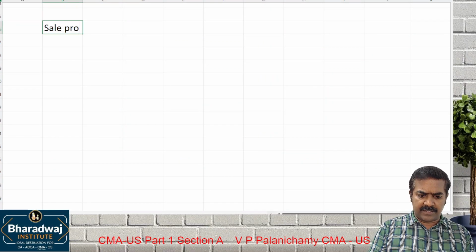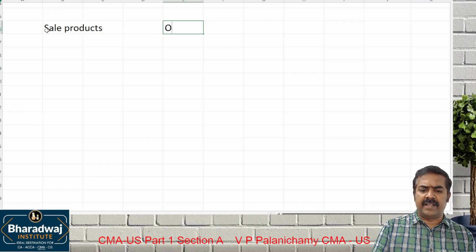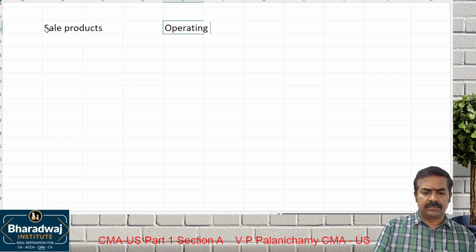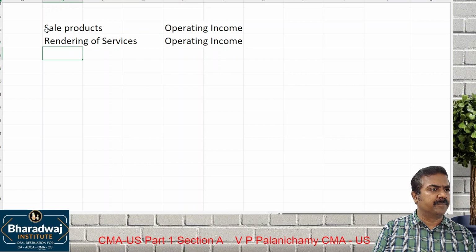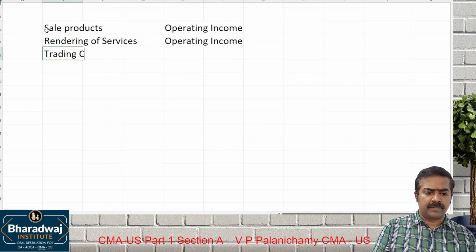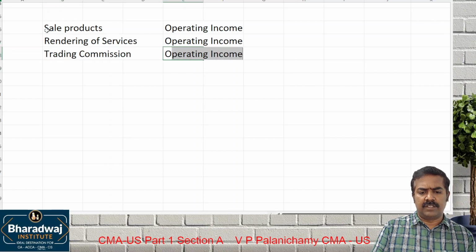Sale of products. Is it an operating item or non-operating item? Operating income. Rendering of services. It is also which one? Operating income. What about trading commission? It is also which one? Operating income. Government grants.